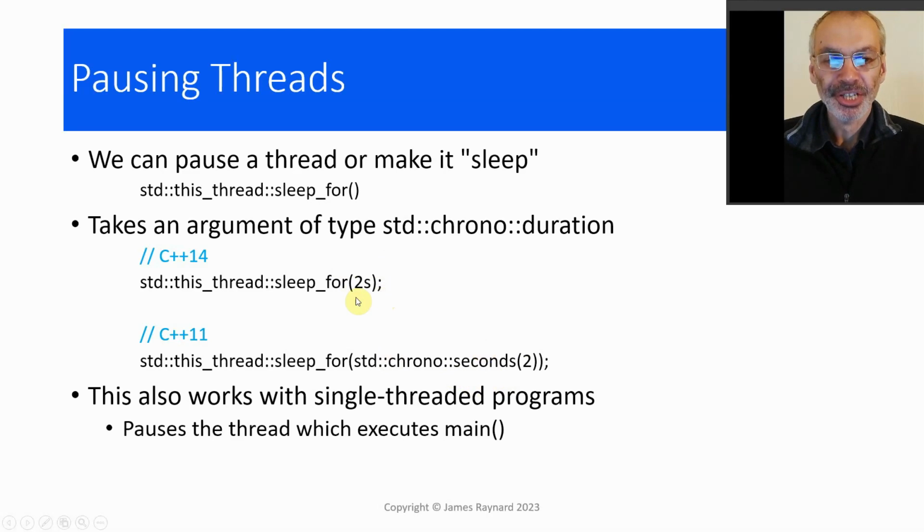This is just a request. The thread will not actually start running again until the scheduler decides it's time, so this could sleep for more than 2 seconds. And by the way, this also works with single-threaded programs. Single-threaded programs just have one thread which executes main, and you can call sleep_for to make a single-threaded program sleep. You will need to include thread for that.